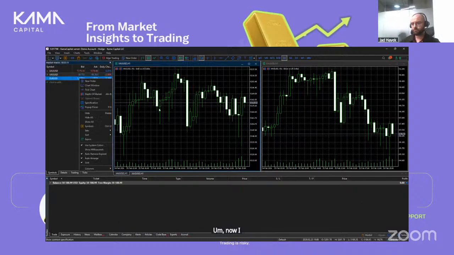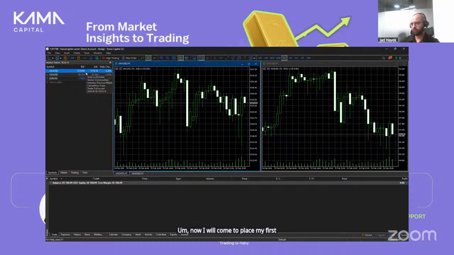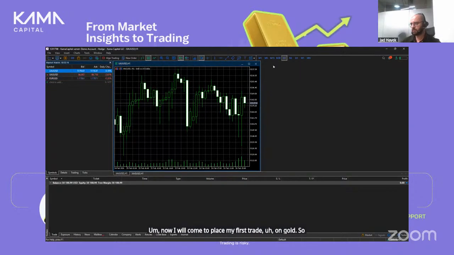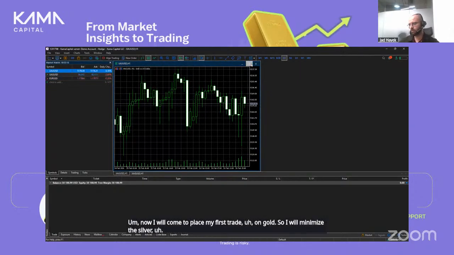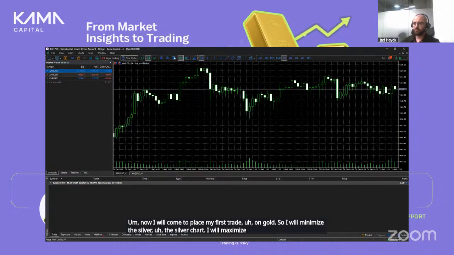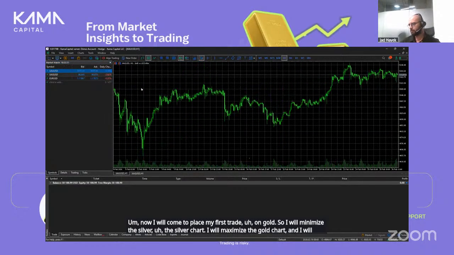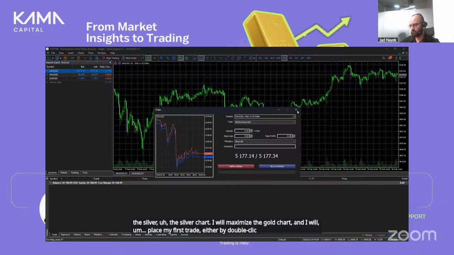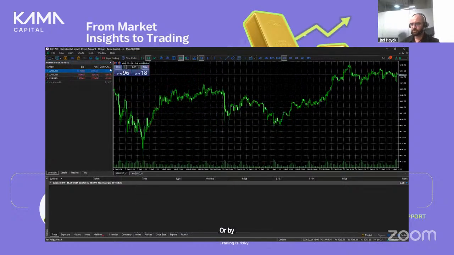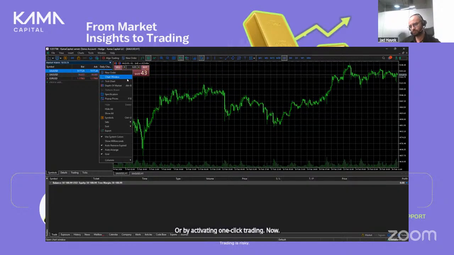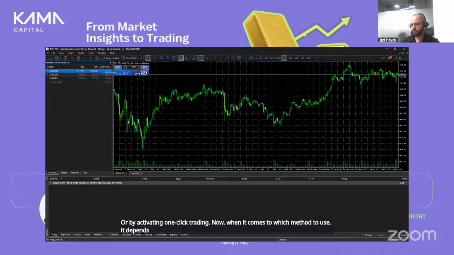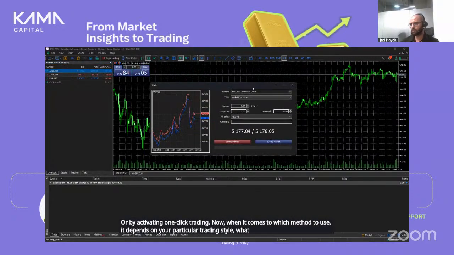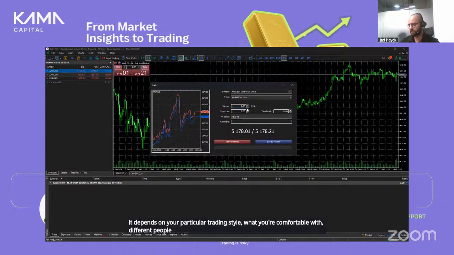Now I will come to place my first trade on gold. So I will minimize the silver chart, I will maximize the gold chart, and I will place my first trade either by double-clicking here, or by pressing F9, or by activating one-click trading. Now, when it comes to which method to use, it depends on your particular trading style, what you're comfortable with. Different people might have different preferences here.